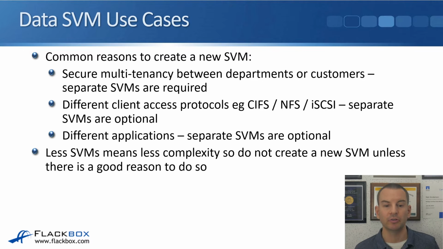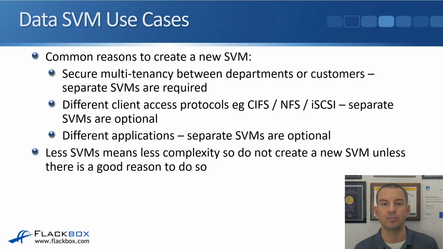You could do it for different client access protocols. For example, say that you don't have different departments, but you want to support CIFS, NFS, and iSCSI. Well, you've got a choice there. You could use just one SVM supporting CIFS, NFS, and iSCSI access, or you could split it out into separate SVMs for the different client protocols, because you could find it easier for management that way. There's not really a best practice of one way or the other, just whichever way is going to be simplest for management for you.